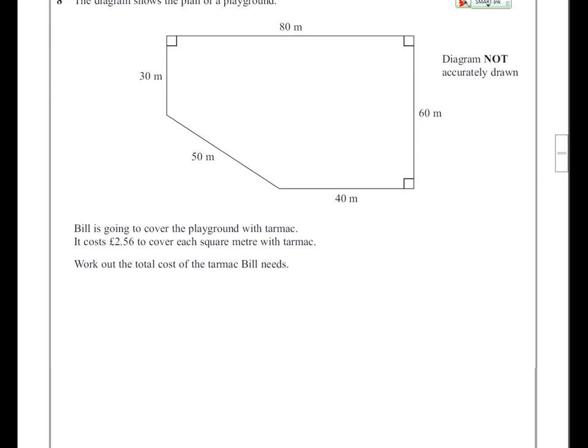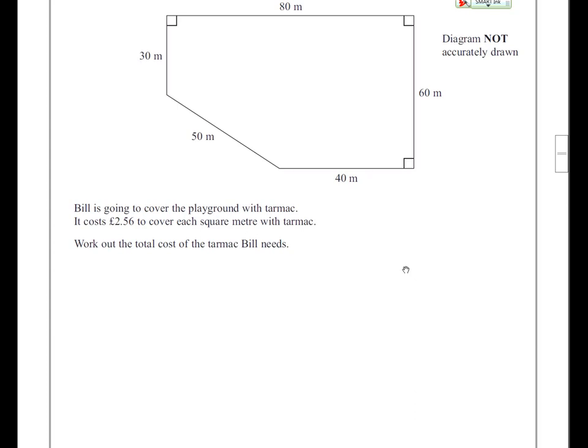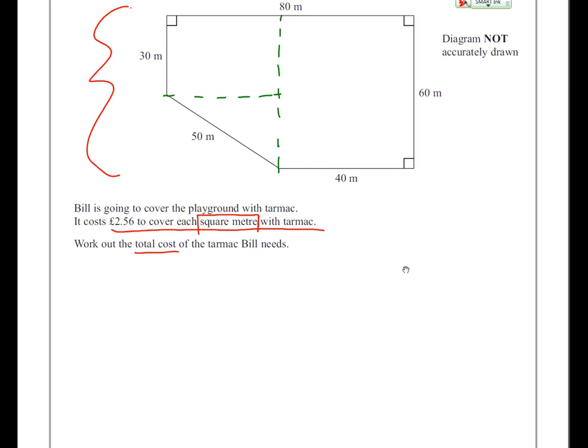Right, the diagram shows a plan of a playground. Bill is going to cover the playground with tarmac. It costs £2.56 to cover each square metre with tarmac. Work out the total cost of tarmac Bill needs. So, if we know the cost per square metre, we need to know how many square metres are in this diagram. Now, it's a tricky shape, and we don't know how to find the area of that particular shape. But what we do know how to find the area of is a rectangle and a trapezium, or you could even split it up again, 2 rectangles and a triangle, which is what I'm going to do.